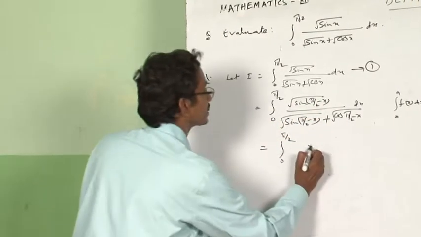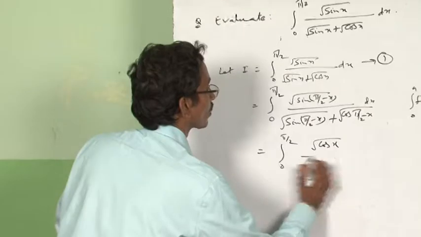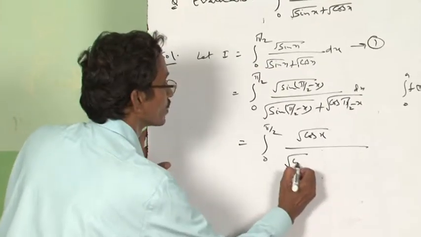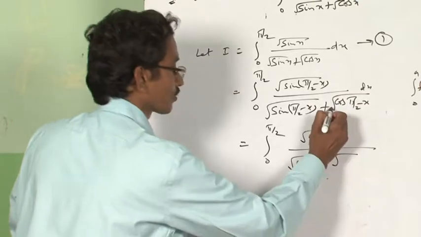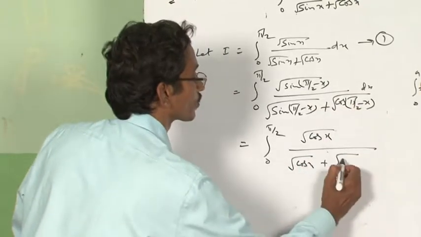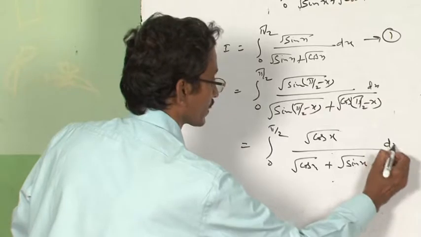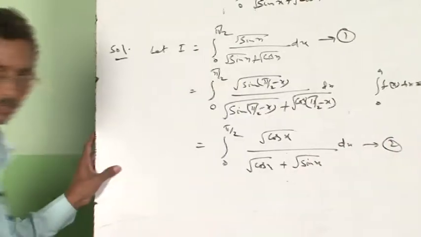So, I can write this as square root of cos x. Similarly, this is equal to square root of cos x plus square root of cos(pi/2 minus x), which is equal to square root of sin x dx. I write this as equation 2.